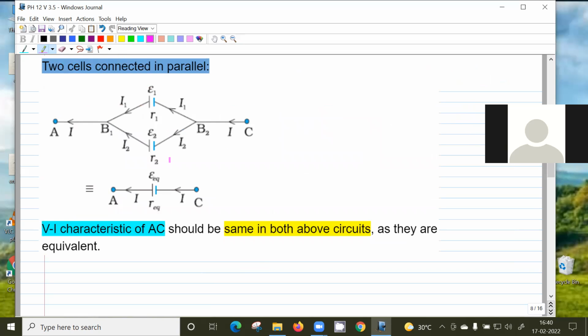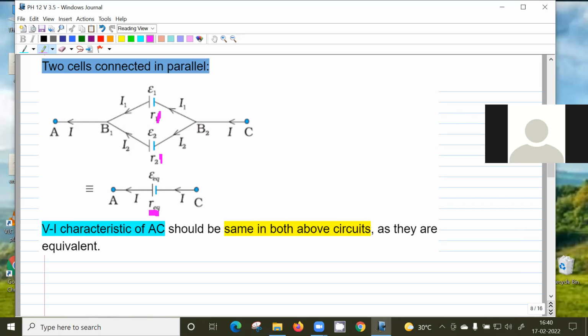And if you have two cells in parallel, now also I'm representing, combining these two as a single cell. So I have to relate R equivalent to R1 and R2, and then E equivalent to E1 and E2. So what is the relation? How are R1 and R2 related to R equivalent? One by R1 plus one by R2. What about E equivalent? E equivalent and E1 and E2 are not the same.